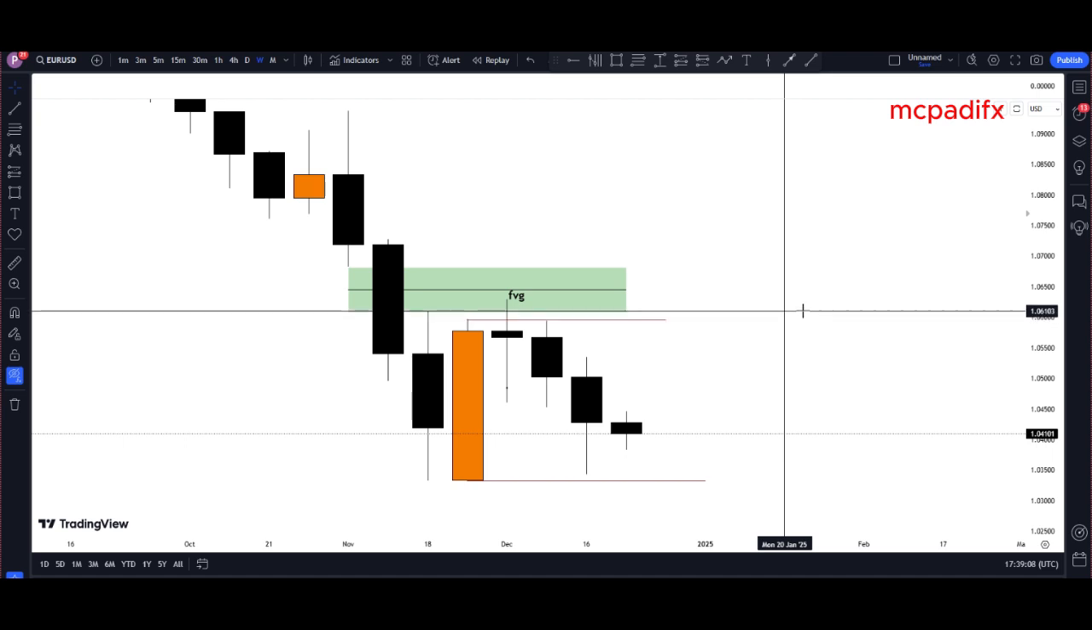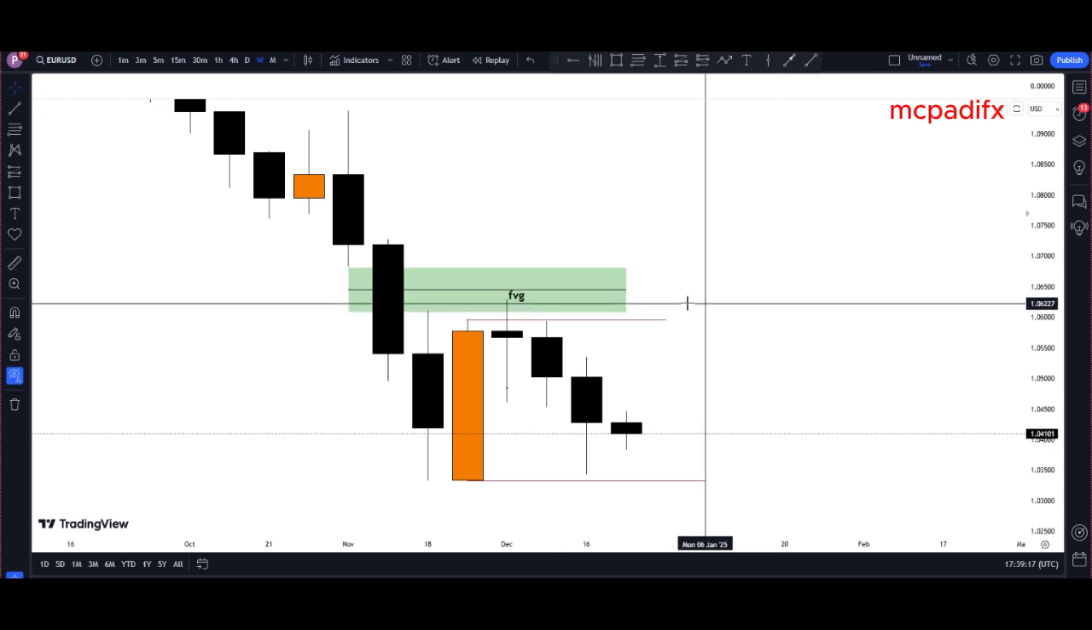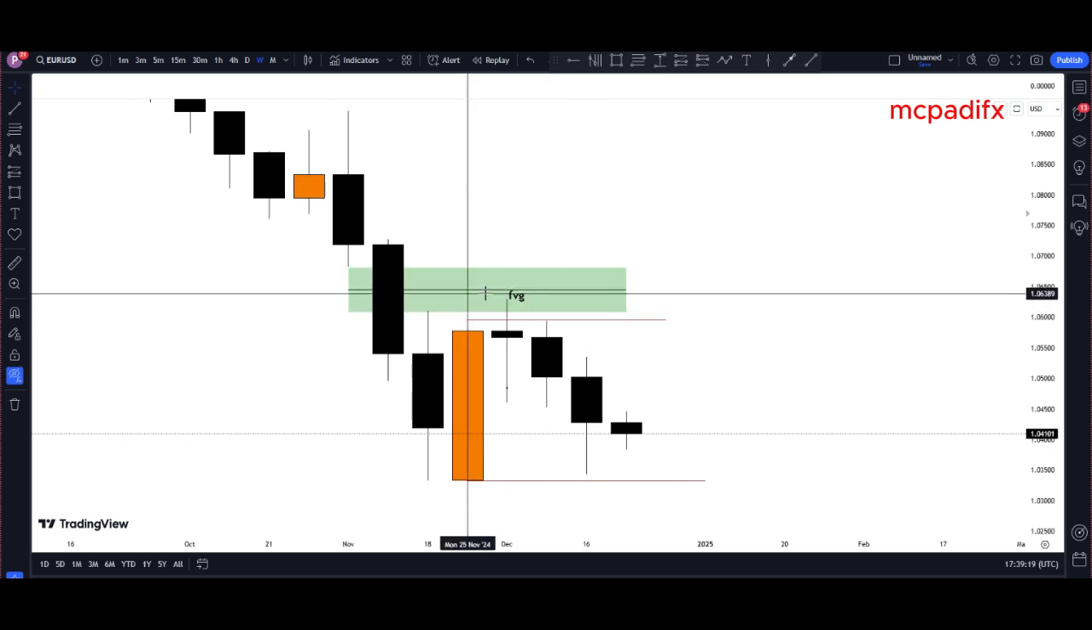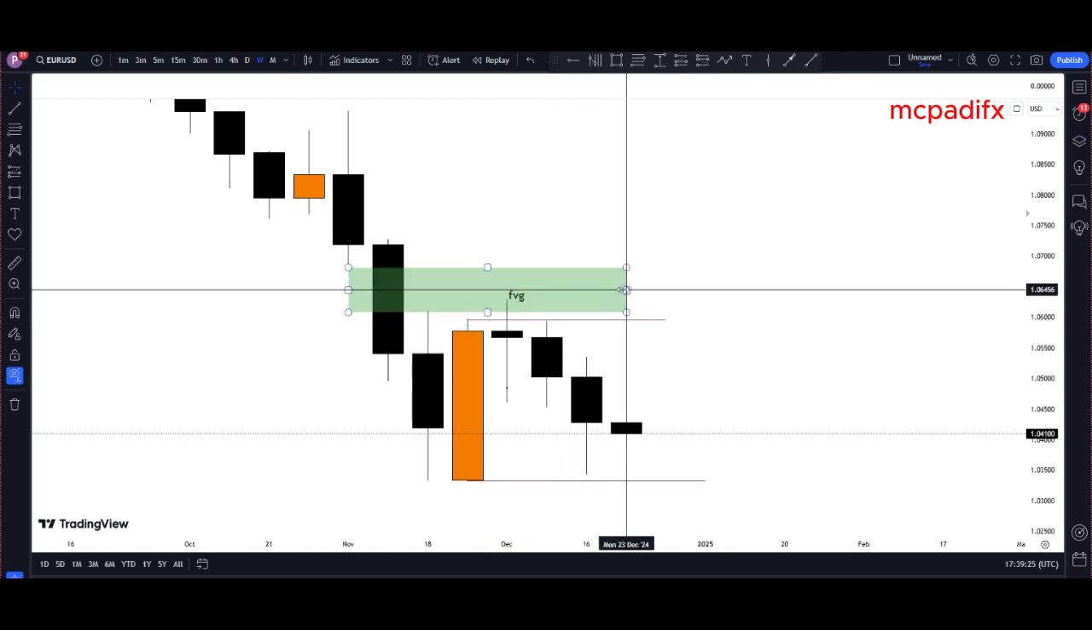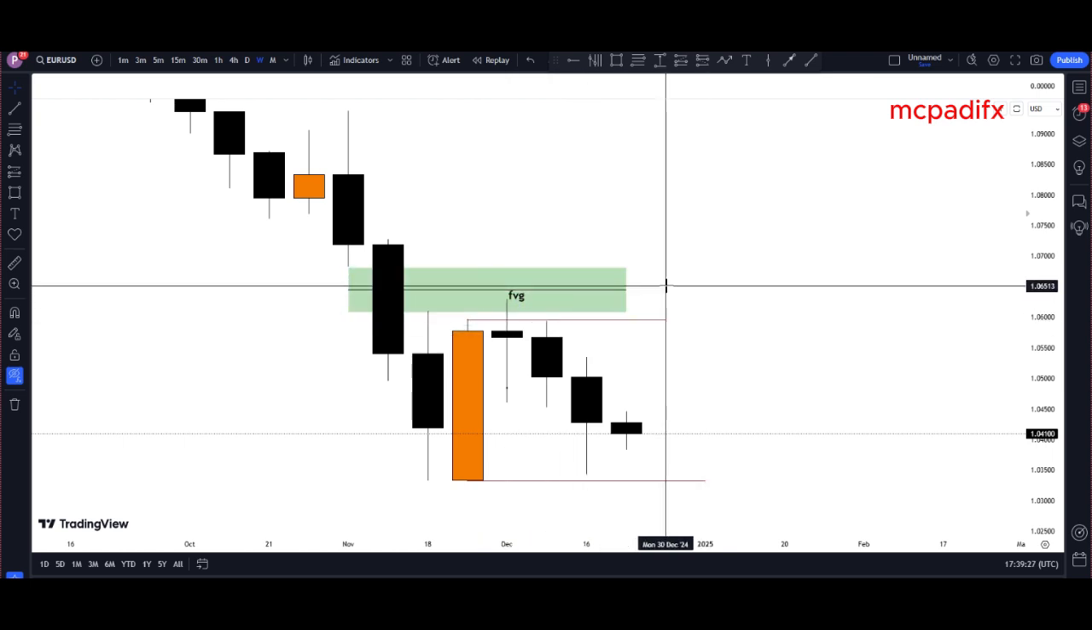This first step is very important, because if you don't get the first step, your order block will still fail. It must tap or it must be at a key level, in this case a fair value gap or an order block. That's what I use. I use fair value gaps and order blocks.